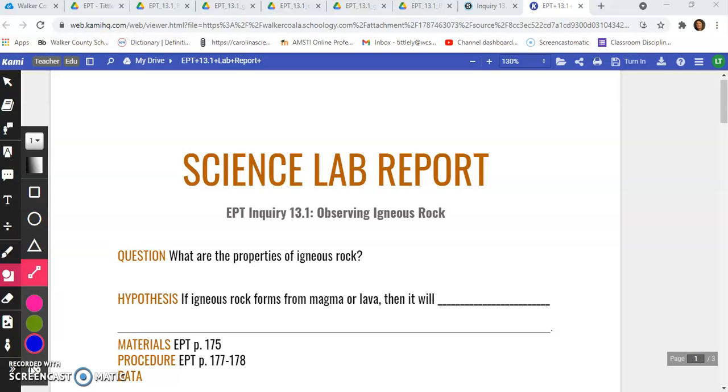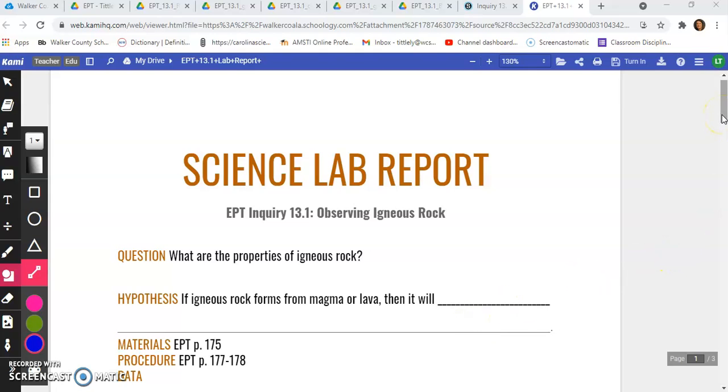If igneous rock forms from magma or lava, then it will blank. So in this blank, you can describe several characteristics that you think igneous rock would have. Like, for example, what texture or color would it be? What would it look like? So think about what rock that forms from magma or lava would look like and make your guess in this blank.